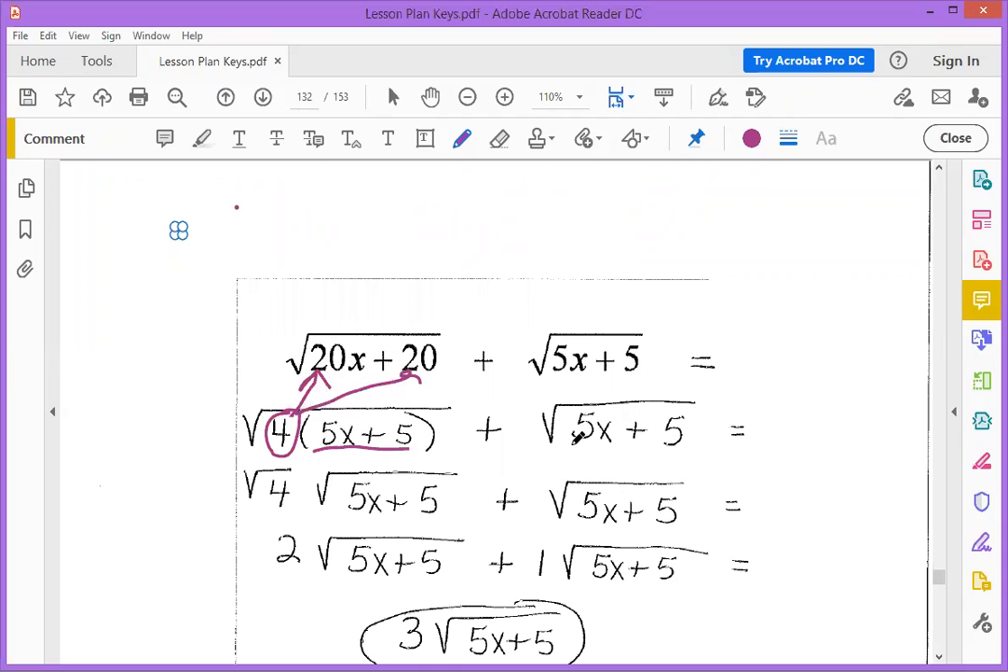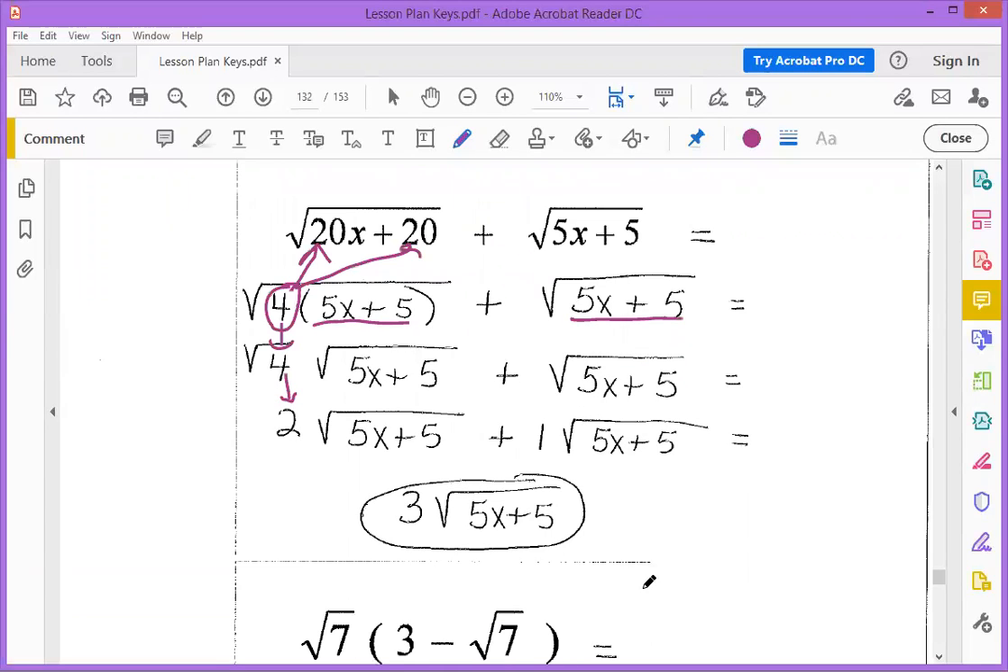Now you see the similar terms underneath the square root symbol. But we calculate the square root of 4. We bring that outside of the square root symbol. The square root of 4 is 2. Now we have 2 times the square root of 5x plus 5 plus 1 times the square root of 5x plus 5. So 2 plus 1 gives us 3 times square root 5x plus 5.